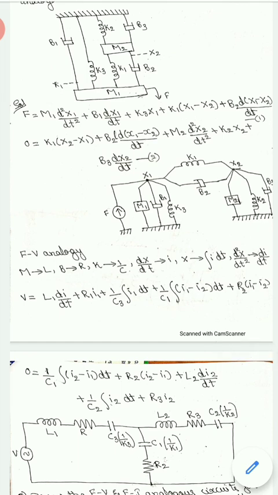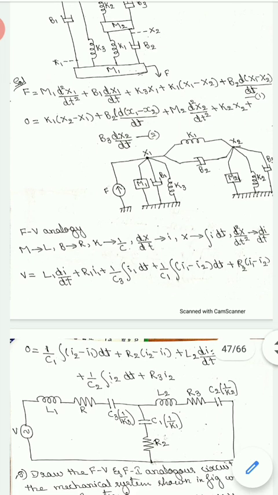Now write the equation for x2. What are the elements connected for x2? Is there a force? No. So 0 is equal to k1 open bracket x2 minus x1 close bracket plus b2 d open bracket x1 minus x2 close bracket divided by dt plus m2 d square x2 divided by dt square plus k2 x2 plus b3 dx2 divided by dt. Now convert the force to voltage analogy.